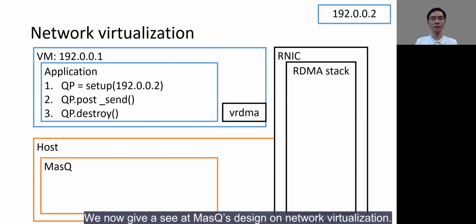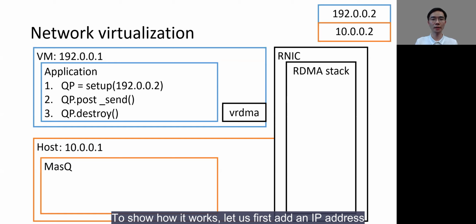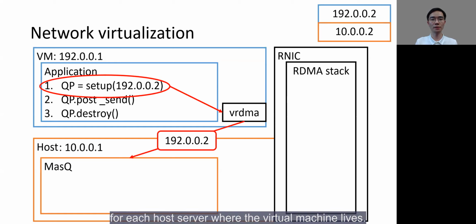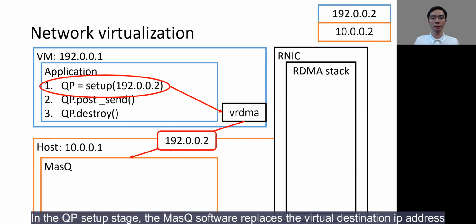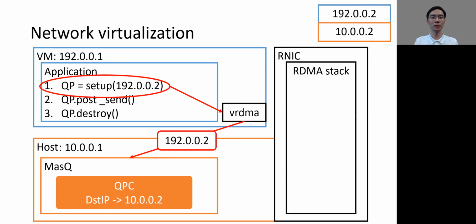We now give a look at MasQ's design on network virtualization. The core idea of network virtualization is to replace the virtual IP address in the QPC with the host IP address. To show how it works, let us first add an IP address for each host server where the virtual machine lives. And in the QP setup stage, the MasQ software replaces the virtual destination IP address with the host destination IP address and then writes it into the QPC.